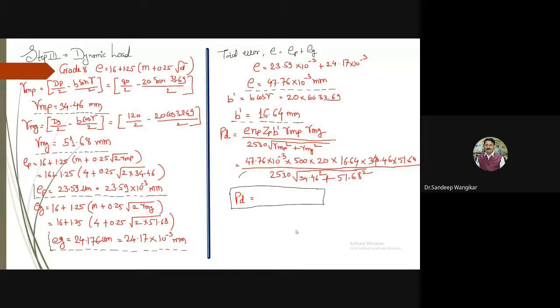What is the value? 90 point, you said 04. Okay. So I can say here the value as 90.04. Again, I will call it as in Newton. Therefore, this is our step number 3.